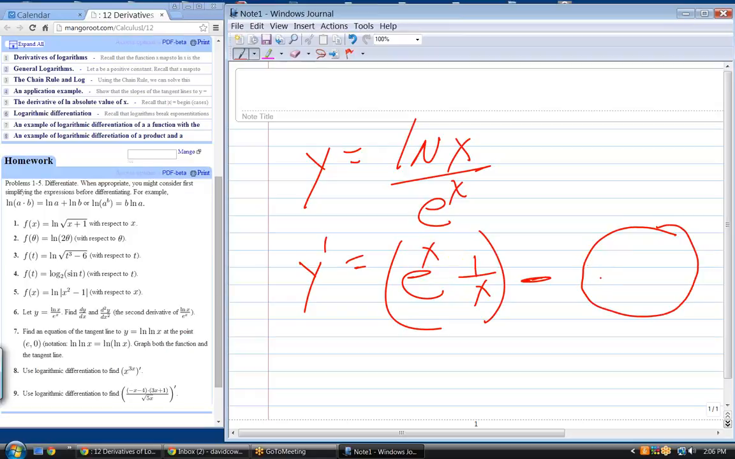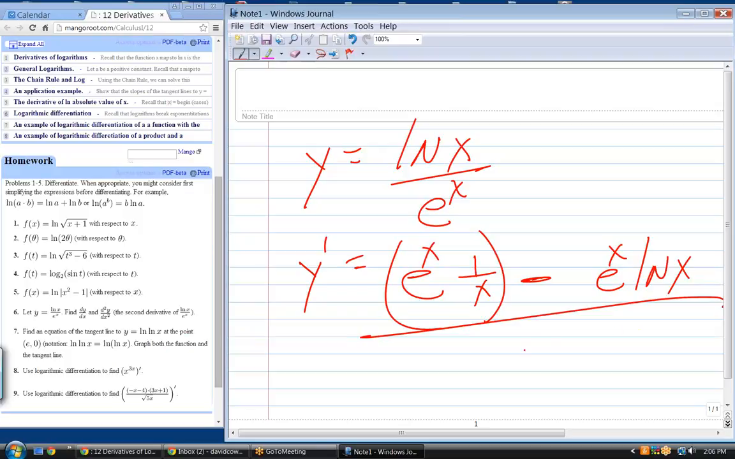Well, what's the derivative of e to the x? E to the x. Times the top, all divided by the bottom squared. What's the bottom squared? What's e to the x times e to the x? E to the x squared? Well, e to the 2x. Remember, when you're multiplying e to the x times e to the x, you add the exponents. Well, x plus x is 2x.